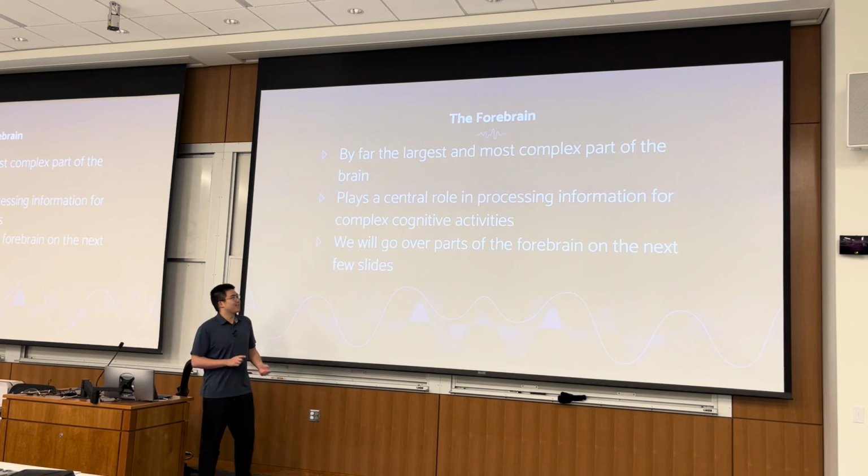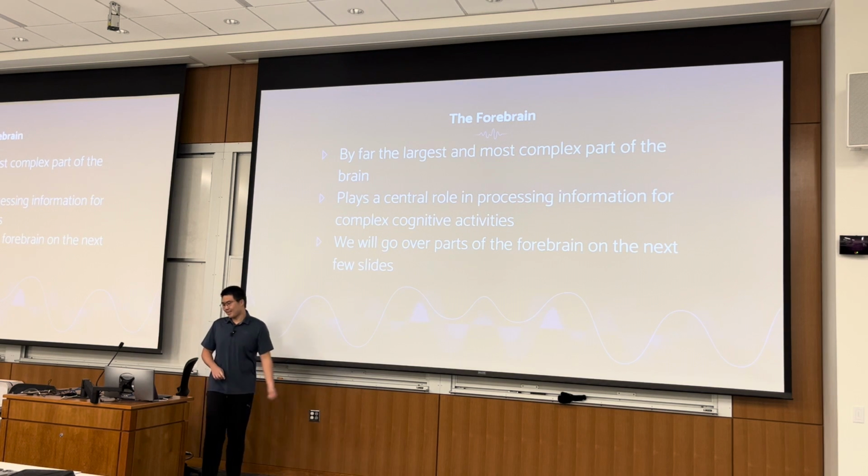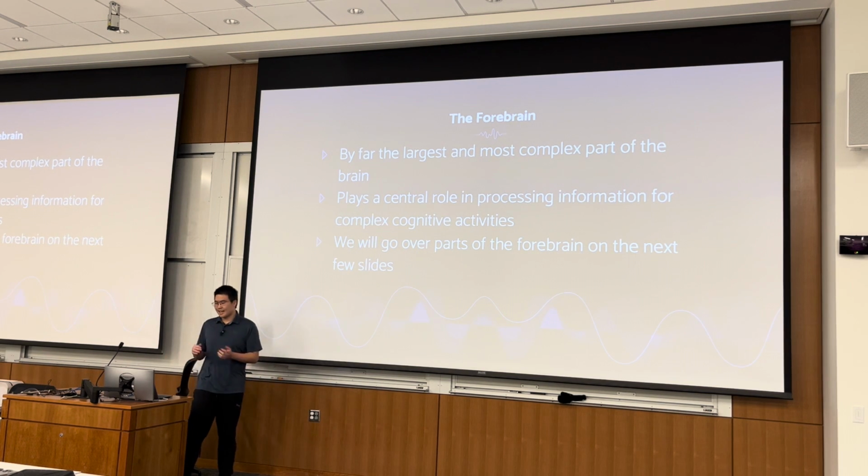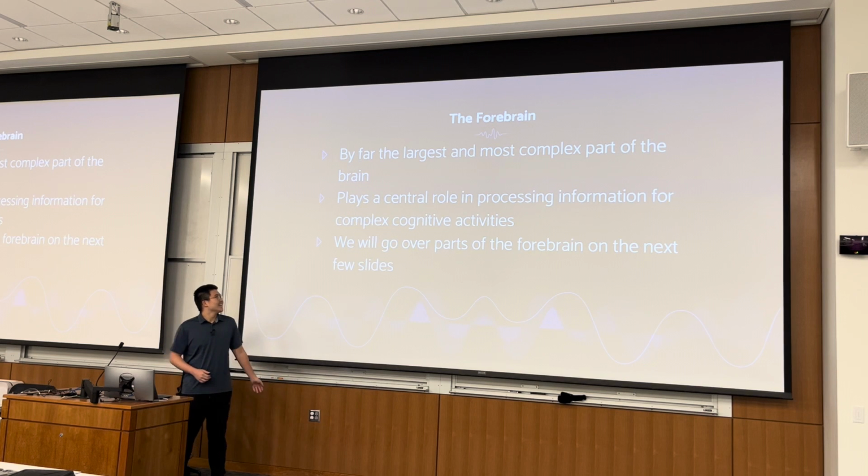And then we get to the forebrain, which is pretty much the largest and most complex part of your brain. It plays a central role in processing information for complex cognitive activities such as thinking, and then we'll go over parts on the next few slides.